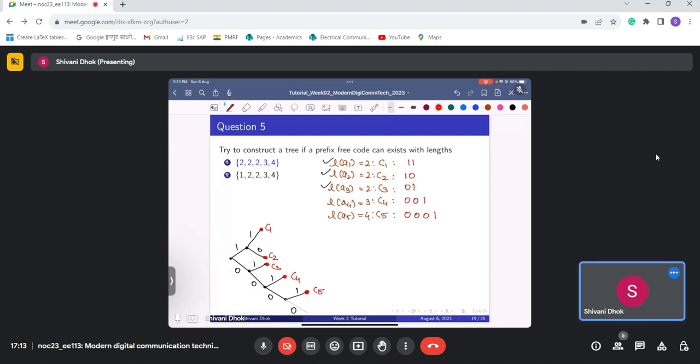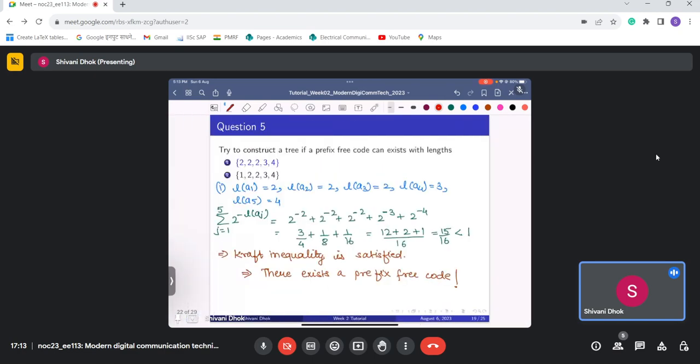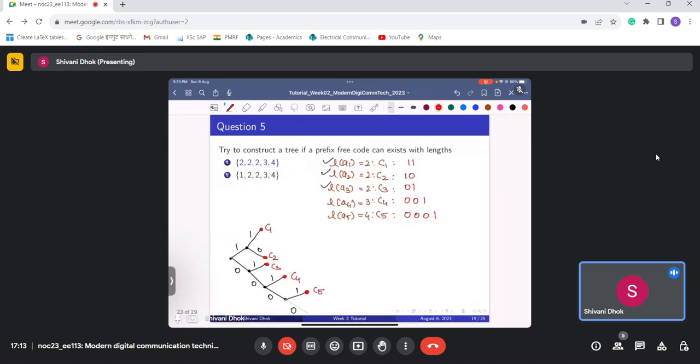I hope this is clear. Now another thing that you can look at here is this ratio. This is 15 by 16. It is less than 1, which indicates that it is not a full tree. So how can you see it by looking at this tree?